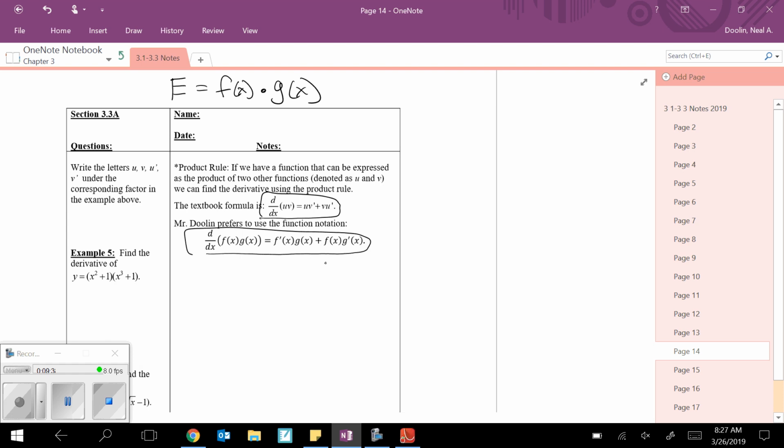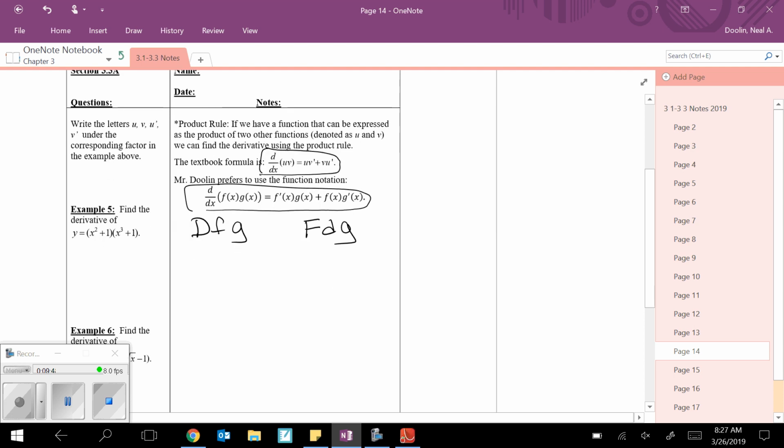So it goes like this. DFG, FDG. And what it means is derivative of f times the original function g plus original function f times the derivative of the function g.